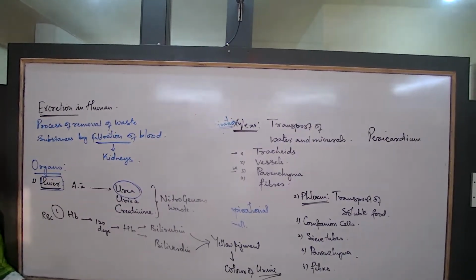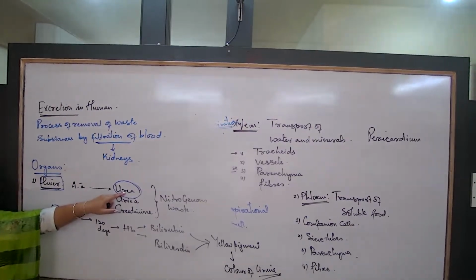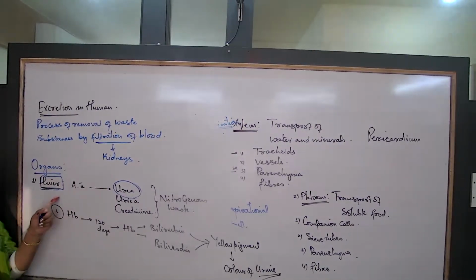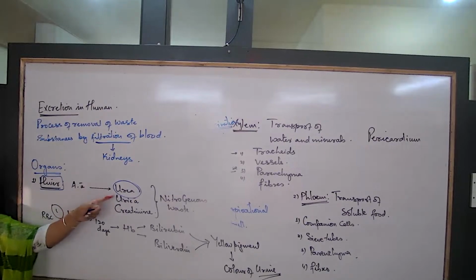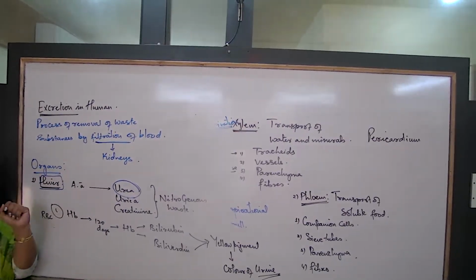Ma'am, ये book में लिखा है. So now urea is never formed in the kidneys. Urea is always formed in the liver. The liver is producing the urea. The kidney is only doing the job of throwing it out.